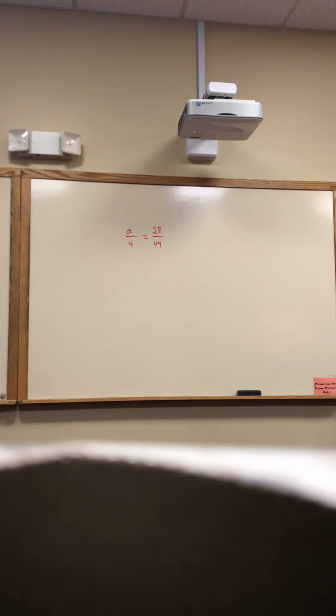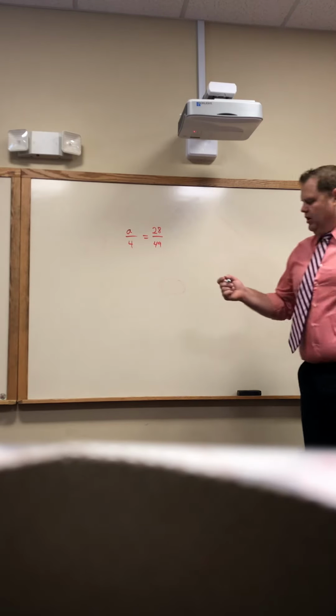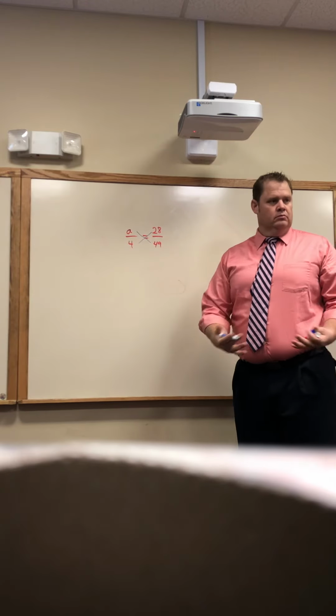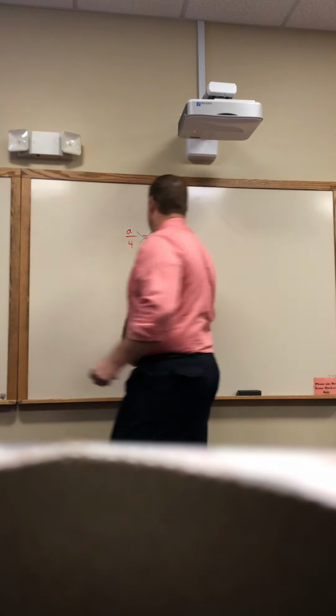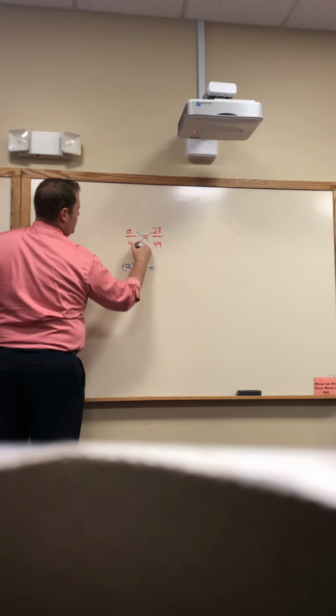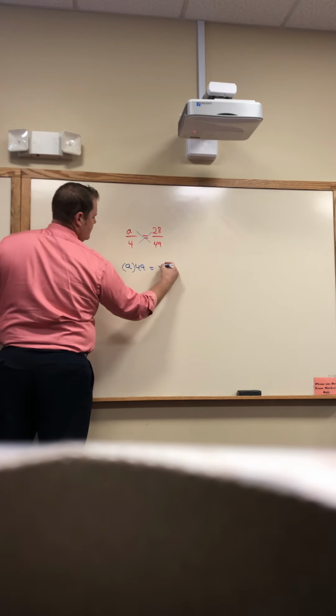Tell us what you want to do. Cross both of them out, divide by something. All right. So cross it. Which one are you going to cross out? The top one. These two like this. Okay. So, all right. A times 49 equals 4 times 28, right?